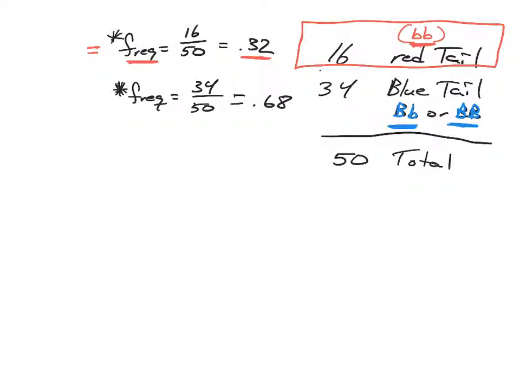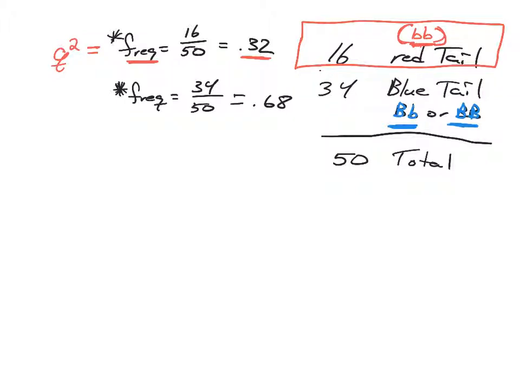The frequency of little b is called what? In our equations, what are they called? It's Q. But this one is Q squared, the homozygous recessive.